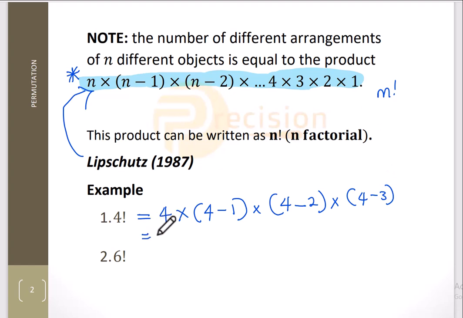From here, you can see that at the end of the day we have 4 multiplied by 4 minus 1, which is 3, times 4 minus 2, which is 2, times 4 minus 3, which is 1. And we stop at 1. From this end, we can simply multiply through. 4 times 3 is 12. 12 times 2 is 24. And 24 times 1 is 24, still 24. So our final answer is 24. I hope this makes sense to you. That's it for example 1. We are done. For note keeping, you can simply write this down.